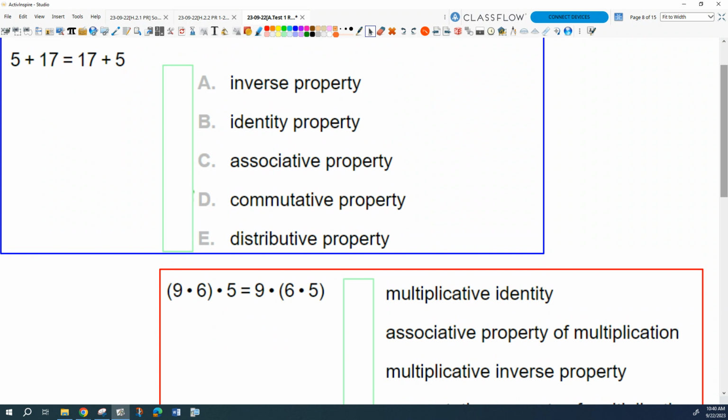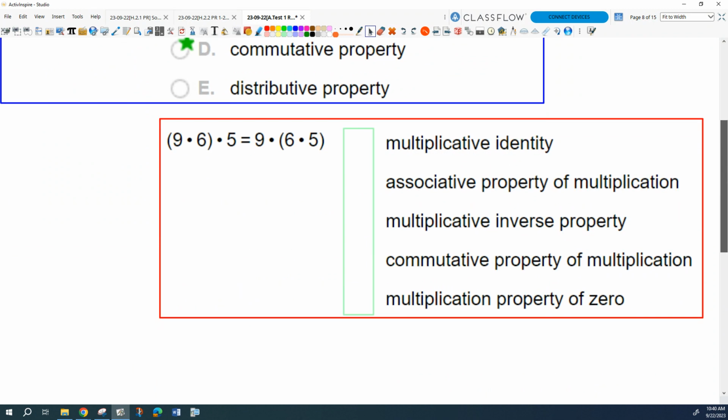What did I do to the numbers? I just changed positions. So which property is that, that changes positions? Commutative. You're commuting from home to work, work to home, right? To commute means to exchange places. So that's just commutative. Excellent.